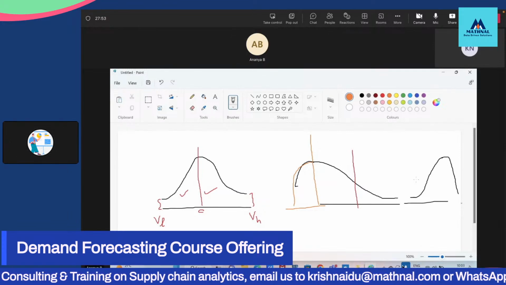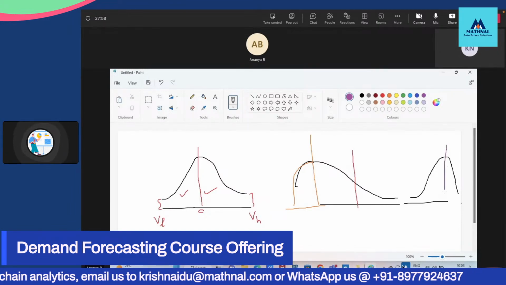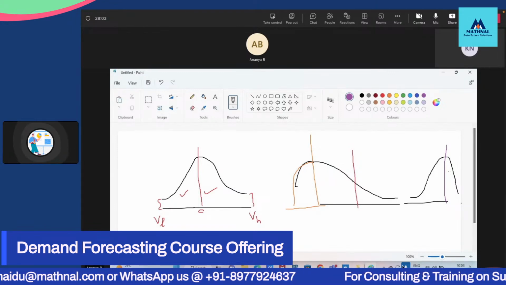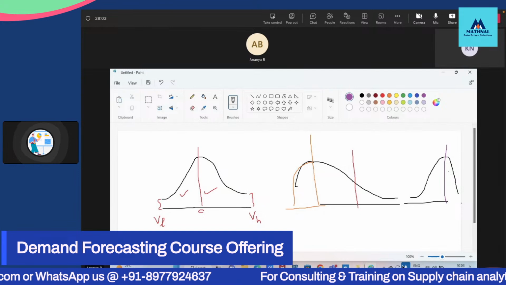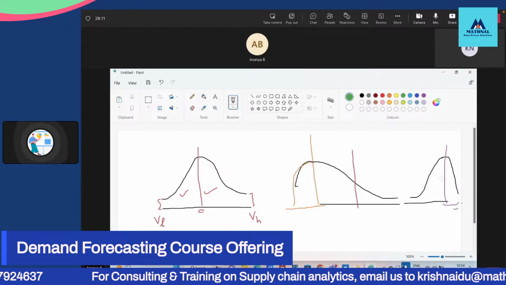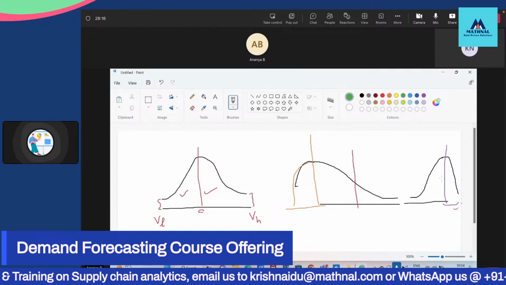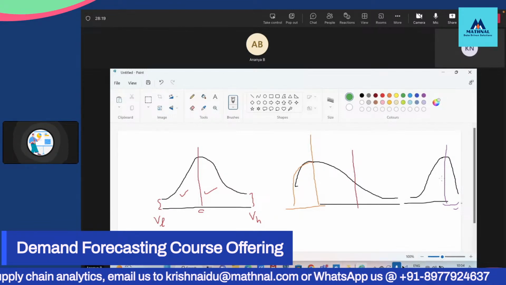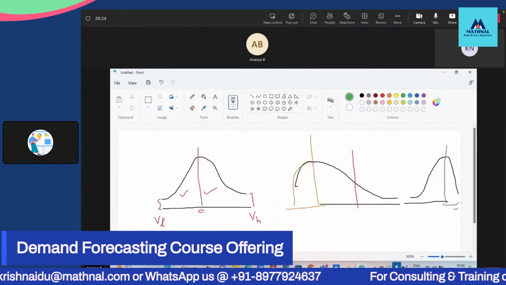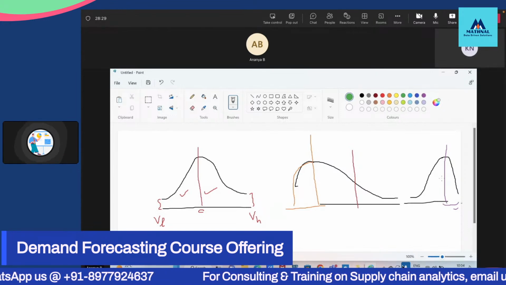In the third graph, the mean will be on the extreme right side. So what we see here is that the high volume frequency distribution is lesser, and the low volume frequency distribution is higher. The first graph is having zero or minimal skewness. The second graph is having right skewness, and the third graph is having left skewness.